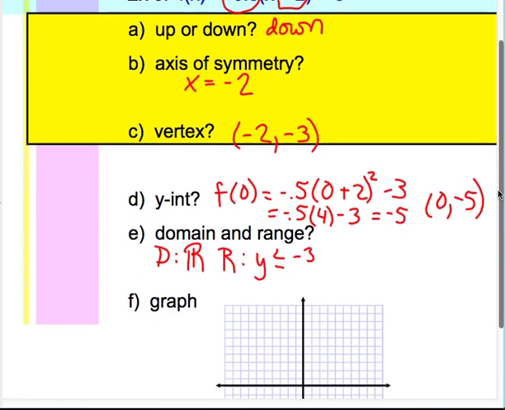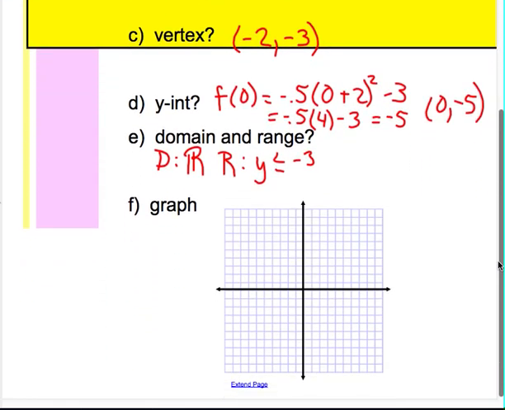And we'll pull this all together for the graph. Our vertex is at negative 2, negative 3. Our y-intercept is 0, negative 5. I'm going to reflect that across the axis of symmetry. And we know the graph opens down.